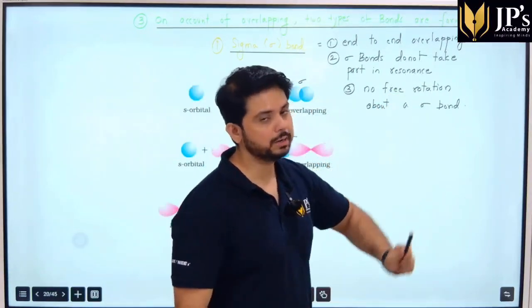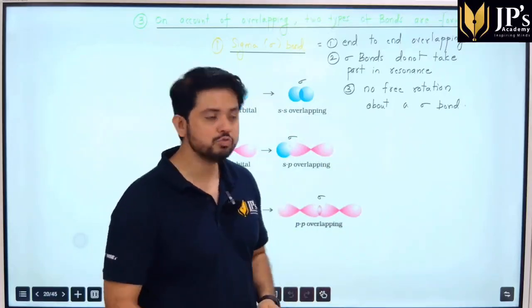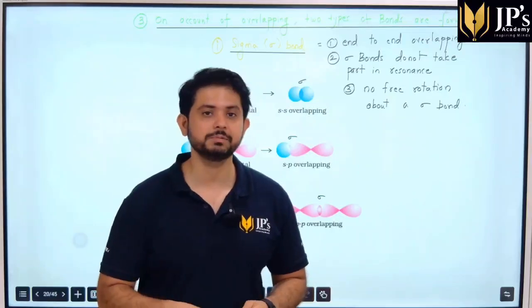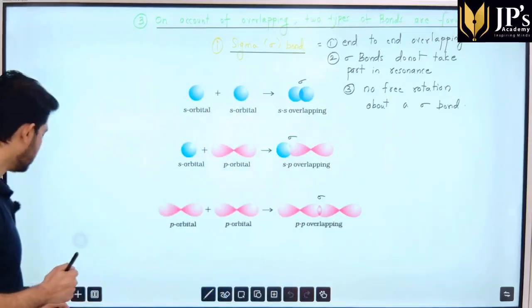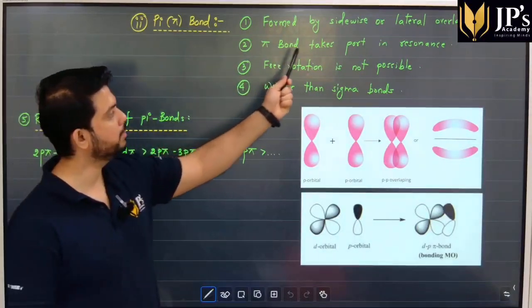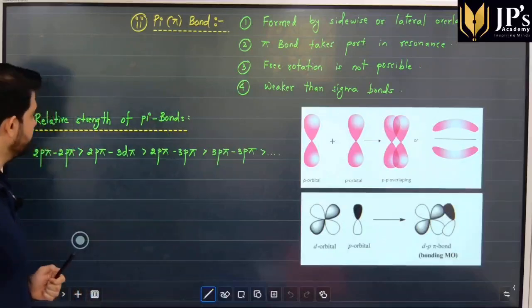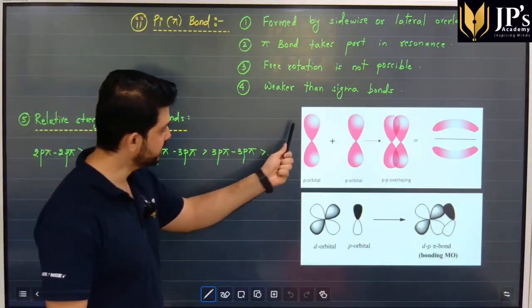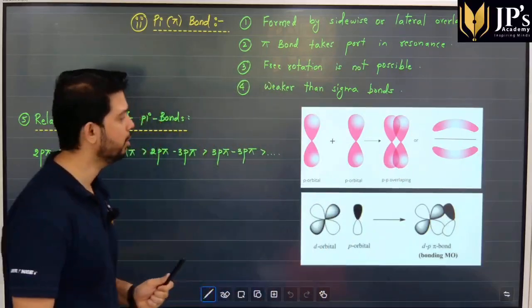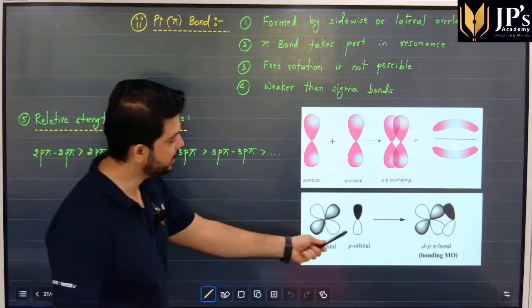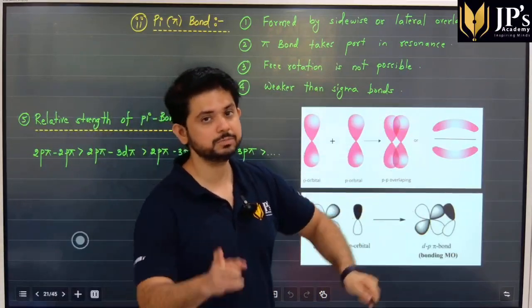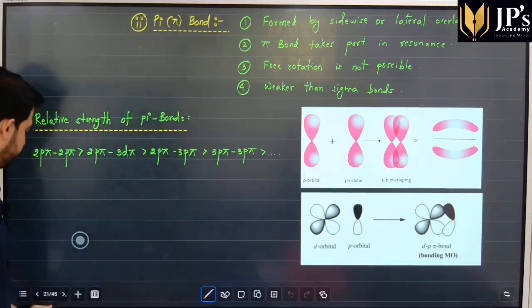Sigma bonds do not participate in resonance and there is no free rotation around the sigma bond. Students, free rotation आपने conformational isomerism में पढ़ा होगा in organic chem. Now students, when orbitals overlap sidewise, we get what is called a pi bond. So it is formed by sidewise or lateral overlapping of the orbitals. यहाँ पे students हम देख सकते हैं p orbitals when they overlap sidewise we get pi bond, और यहाँ पे हमने एक p-pi d-pi overlapping भी बताया है. And again pi bond participates in resonance but there is no free rotation around pi bond.